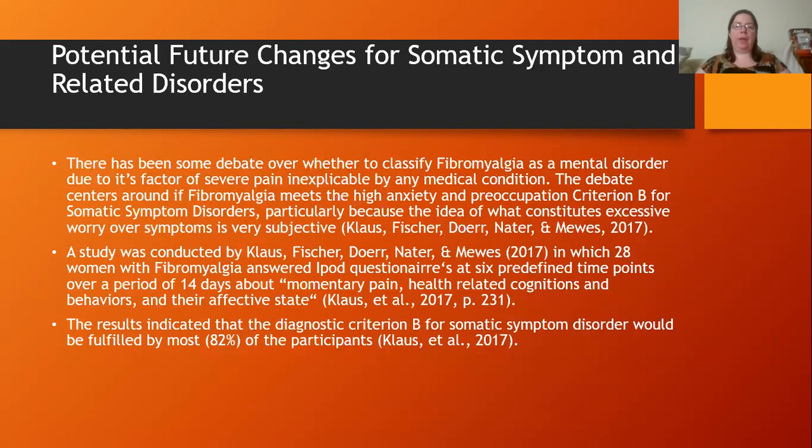What they found was that the diagnostic criterion B for somatic symptom disorder would be fulfilled by almost everybody who participated in this study. So I just thought that was really interesting that we're possibly looking at fibromyalgia as a mental disorder in the next DSM. But I also acknowledge that this study has a very small sample size, so the level of seriousness of this study is a little questionable. I think it does serve to push for further investigation, but it remains to be seen.